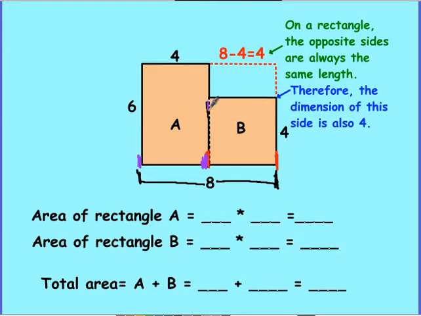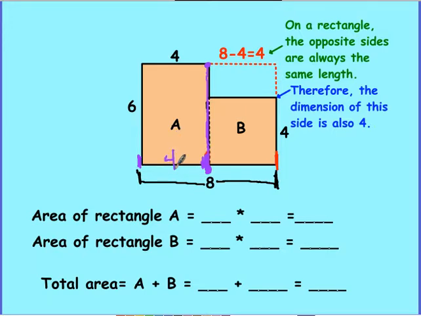So this extended line right here, this purple line, tells you that this here matches up with this corner here because of where the line is. So you have to take what you know about rectangles and remember that the opposite sides on rectangles are congruent. So for that reason, we know that this right here is 4.